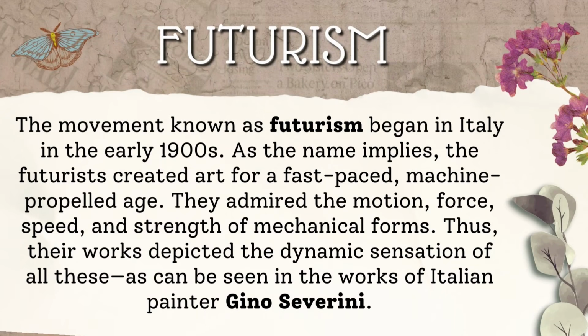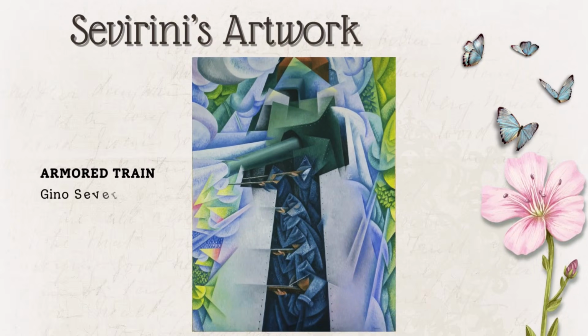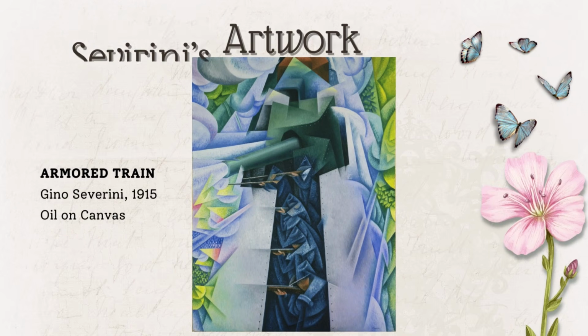Another art style is called Futurism. The movement known as Futurism began in Italy in the early 1900s. As the name implies, the Futurists created art for a fast-paced machine-propelled age. They admired the motion, force, speed, and strength of mechanical forms. Thus, their works depicted the dynamic sensation of all these, as can be seen in the works of Italian painter Gino Severini. Here is an example of Severini's artworks, entitled Armored Train, which is an oil on canvas painting he did way back 1915.